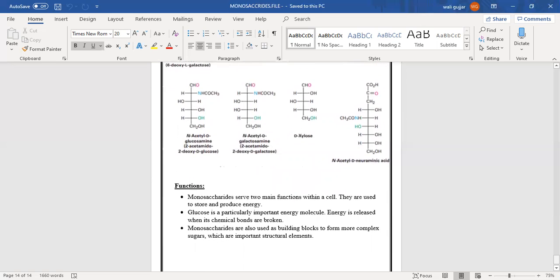Then, at last, we see what the functions of monosaccharides are. Monosaccharides serve two main functions within a cell. They're used to store and produce energy. Glucose is a particularly important energy molecule. Energy is released when its chemical bonds are broken. Monosaccharides are also used as building blocks to form more complex sugars, which are important structural elements.